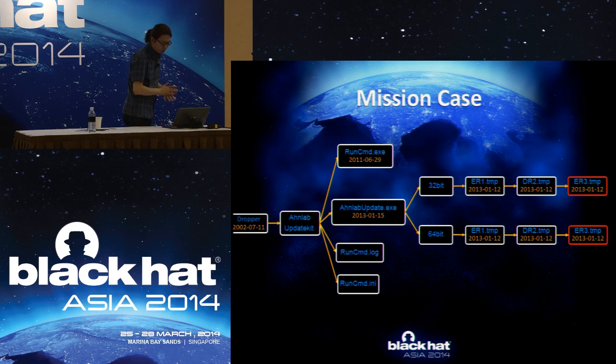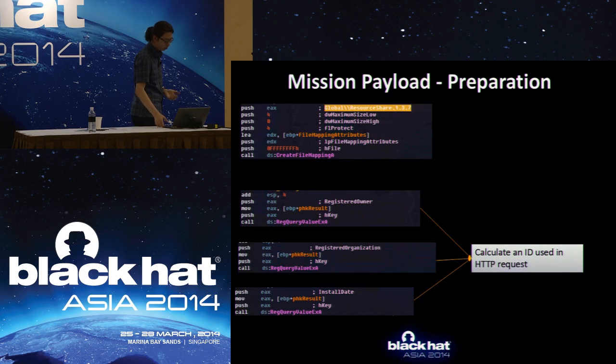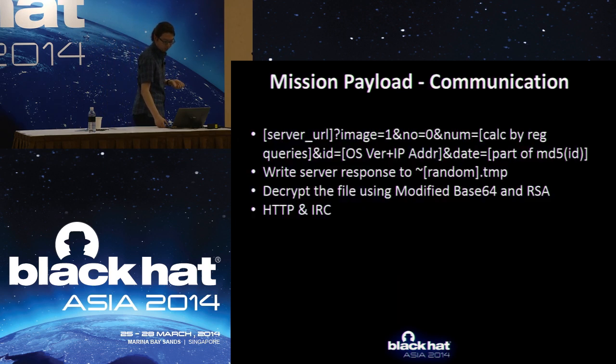The actual payload is unlab update.exe, based on 32-bit or 64-bit. It drops different things, but the actual function is similar. File mapping object using global resource share. Similar to Troy case 7, but with a different operation name. Calculate the ID using the HTTP request. Communication, similar.